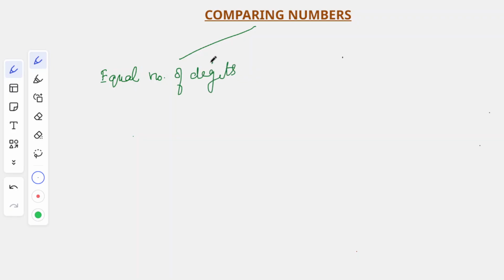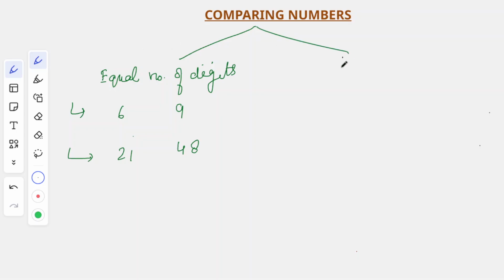Equal number of digits means, let's suppose you are comparing 6 and 9. They both are single digit numbers. You may have 21 and 48. They both are two digit numbers, right?